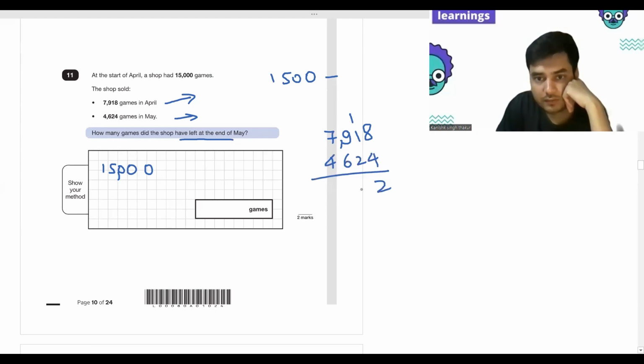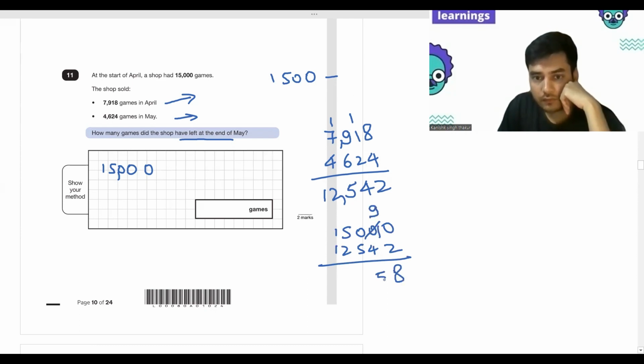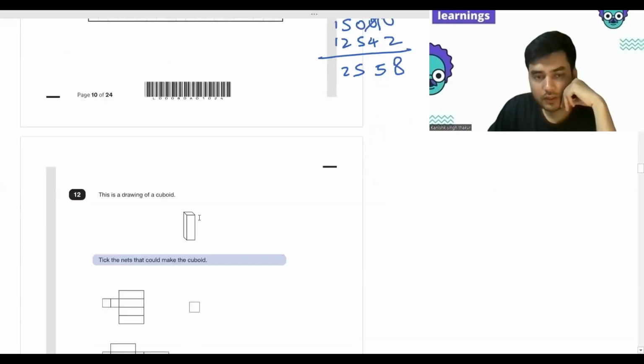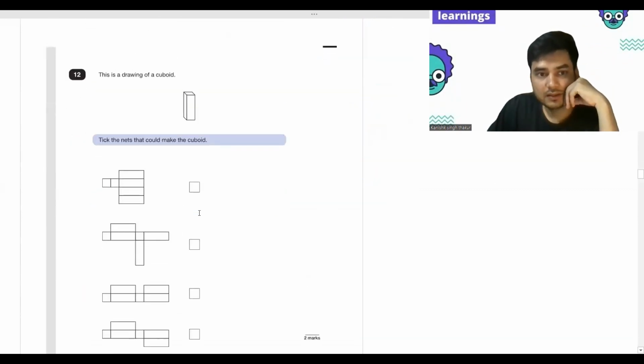So 8 plus 4, 12, 4, 15 and 125. 12,542, right? And 15,000 minus 12,542. Okay, so 9, 10 taken away to 8, 5, and then, isn't it? So it's 2,558. 2,558 games were left. Okay, simple, right?